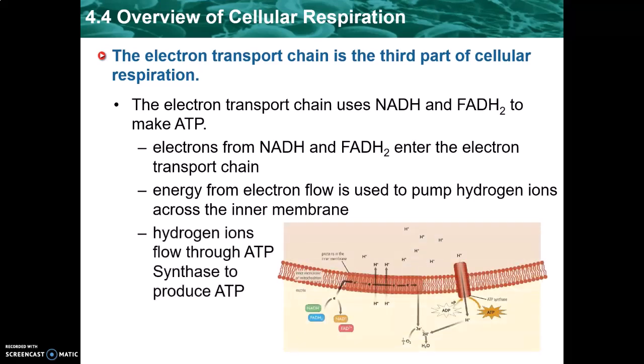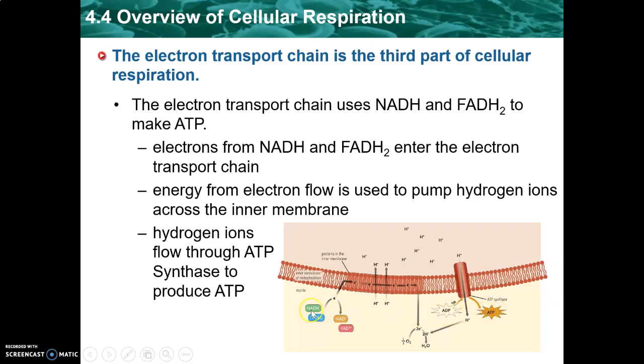Then those hydrogen ions, once we have them all built up in one area of the mitochondria, they have built up into a high concentration. And what do we know about hydrogen ions that have built up into a high concentration? If there is an ATP synthase, they will then go through ATP synthase, and the energy of hydrogen moving through the molecule turns ADP back into ATP.